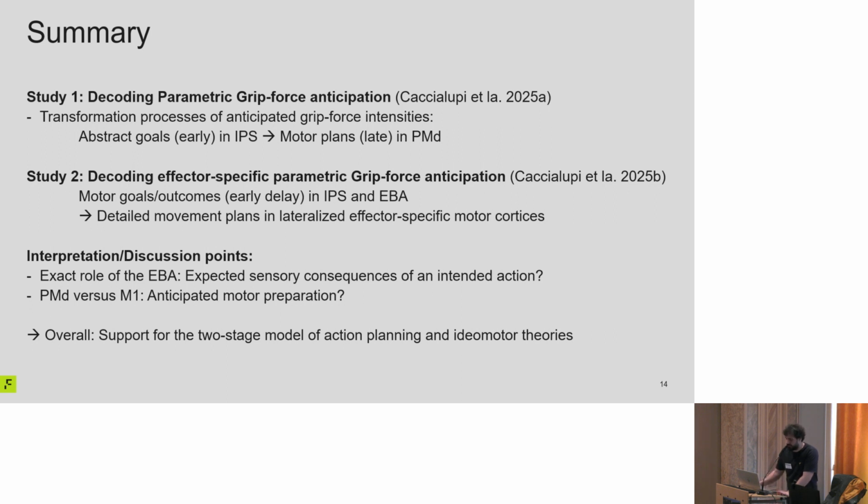cross-decoding analysis. These results are overall consistent with a two-stage action planning model, suggesting that first action is selected and thereafter prepared in motor codes, and with sensory and ideomotor theories, indicating that secondary sensory regions such as EBAs and IPS could reflect the anticipation of expected sensory outcomes, which could help in a second stage in selecting and preparing actual motor plans in the primary motor cortex.